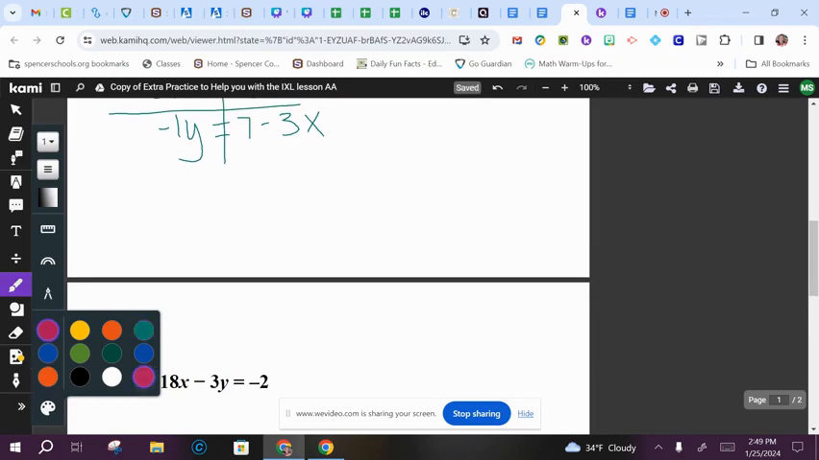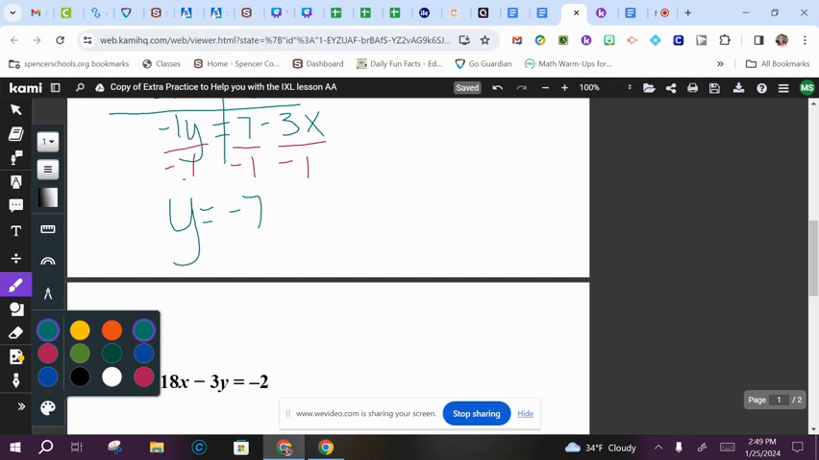And then remember, our second step is to divide by the coefficient on the y. So I'm going to divide everything by negative 1. Again, be very careful you're keeping track of those signs. So a negative 1 divided by negative 1 right here leaves me with y. 7 divided by negative 1 leaves me with negative 7.